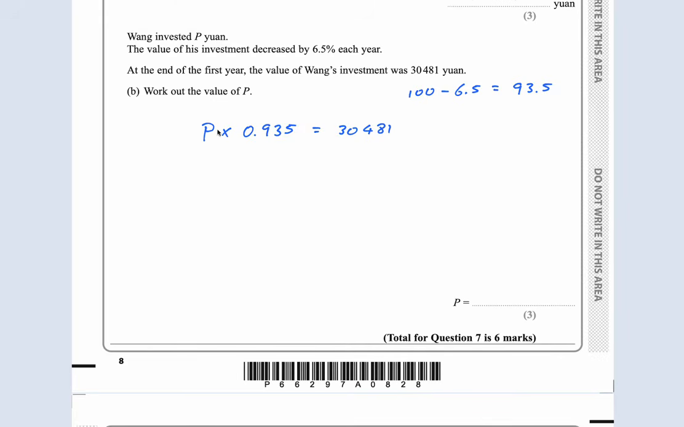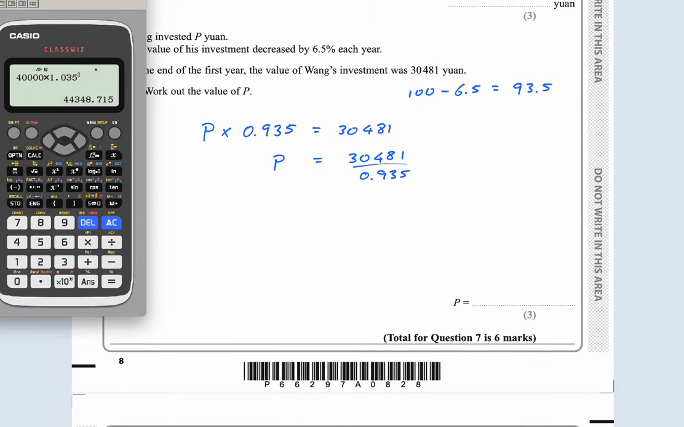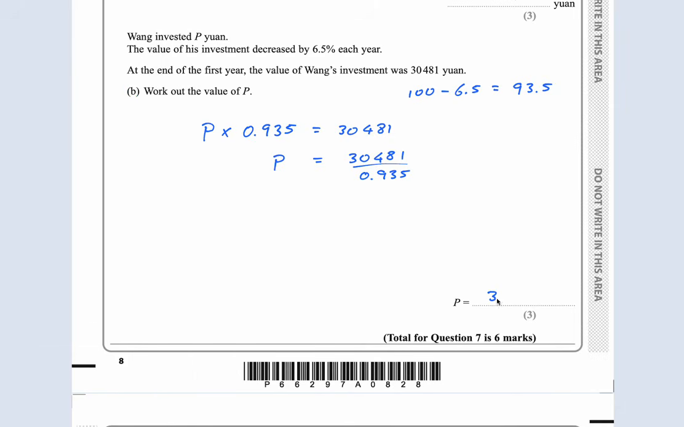30,481. So this time I know what it's now equal to, but I didn't know what it was originally. So I just have to find P, and the way I find P is by dividing 30481 divided by 0.935. Let's do this. 30481 over 0.935 is 32600.